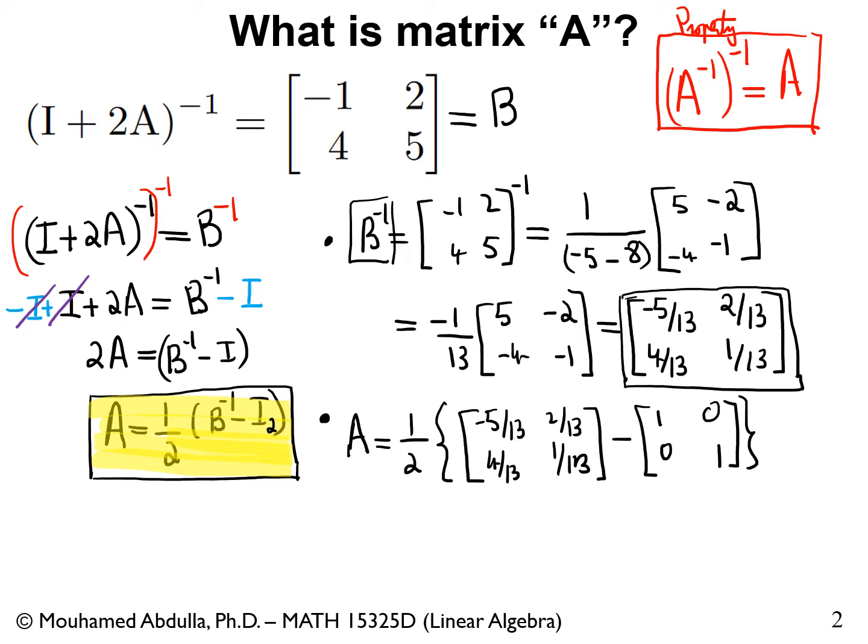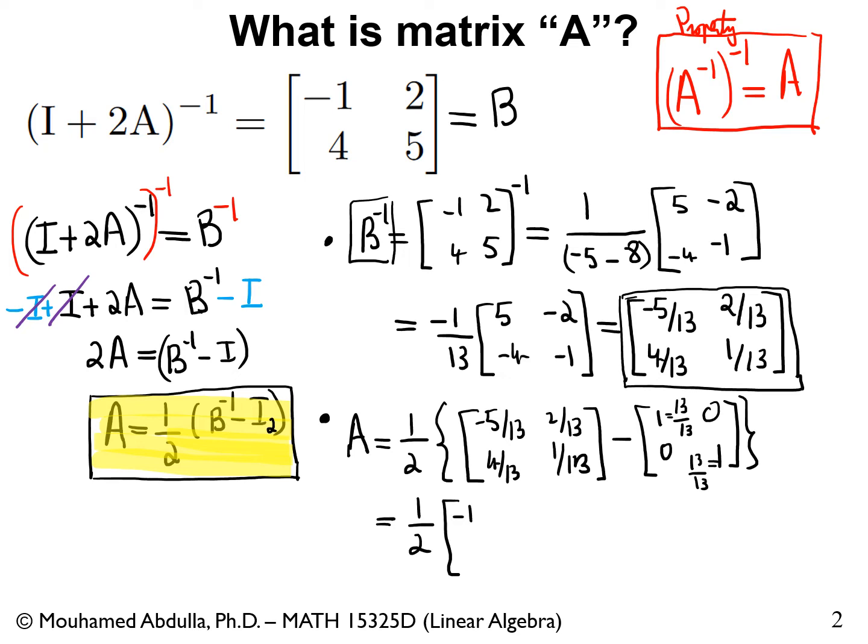And let's see what this gives us. So we have a half, and then we have essentially, well, 1 is the same thing as saying 13 over 13, right? So every time you see a 1, you could think about it as 13 over 13 so that we could do the subtraction. So we do minus 5 minus 13. So this becomes minus 18.